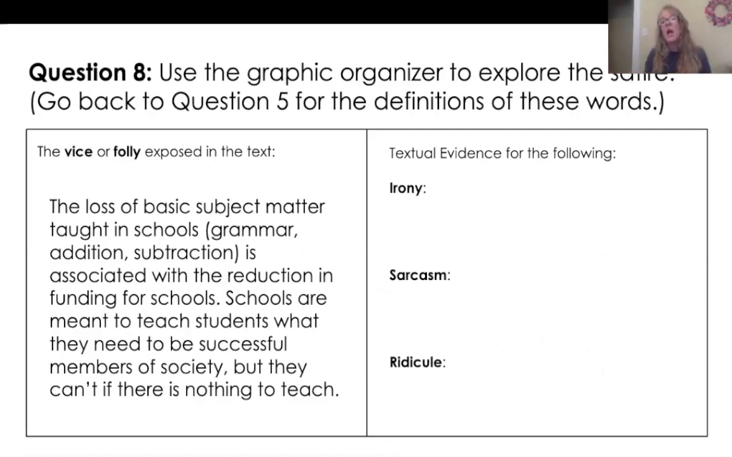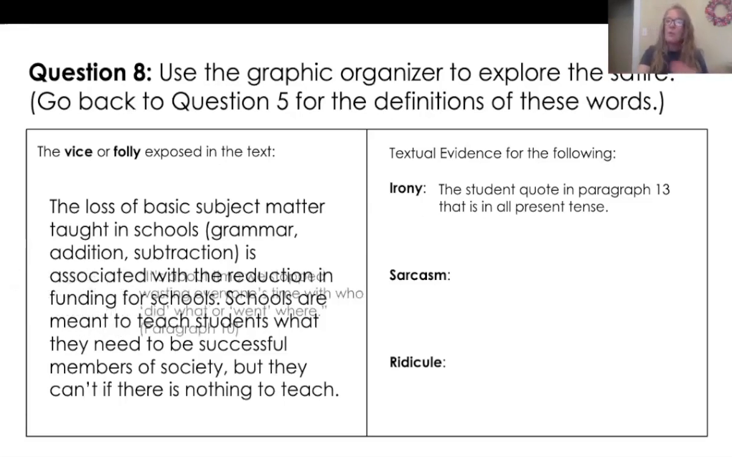So what's my textual evidence for the following? A piece of irony would be the student quote in paragraph 13 that is all in the present tense. So that's ironic. It's the opposite of what is meant or expected. We would expect that the student would be able to speak in the present tense, but it doesn't sound right. So that just proves the fact that we need the past tense.